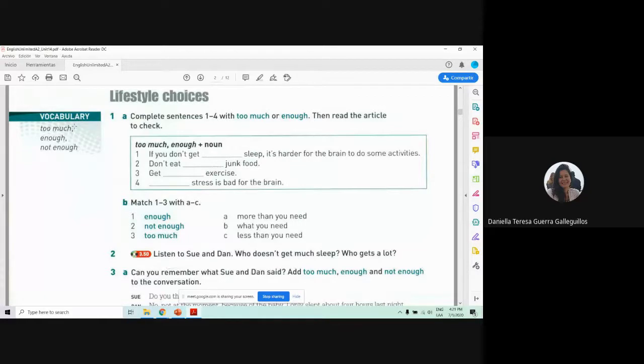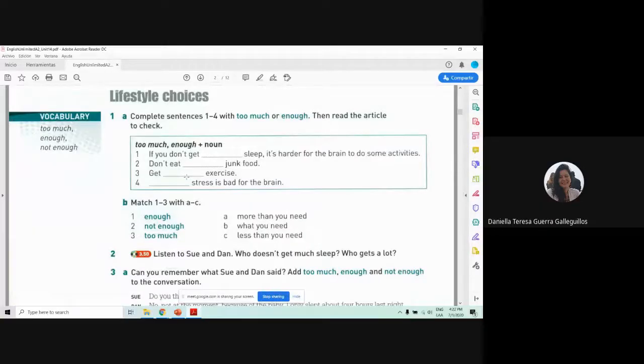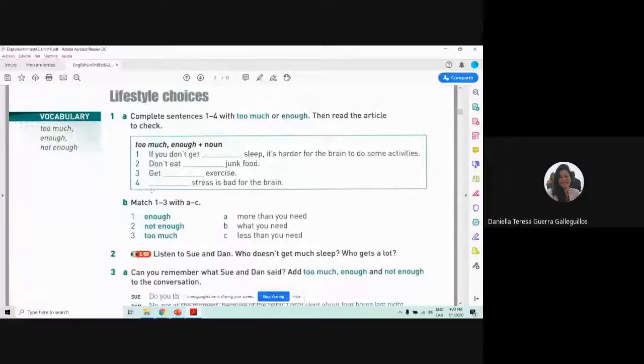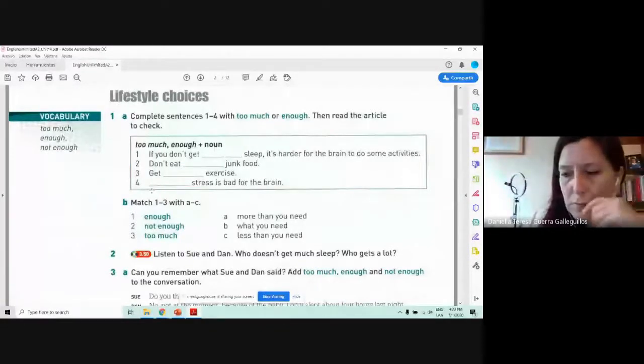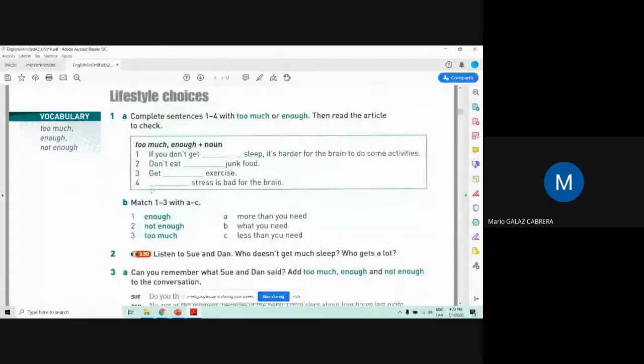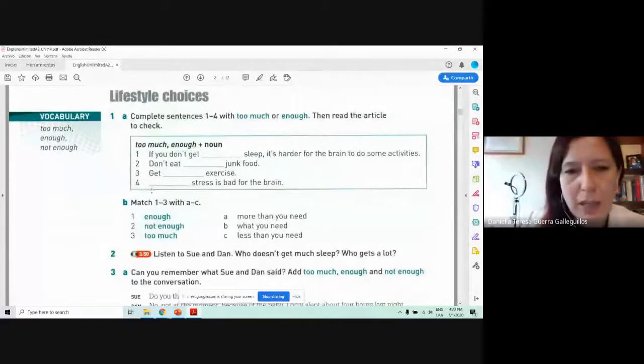Enough, sufficient. Not enough, not sufficient. Too much or too many means excessive. Too much, demasiado. Okay? So if you don't get enough exercise. And number four, what is bad for the brain? Too much. Too much stress is bad for the brain.